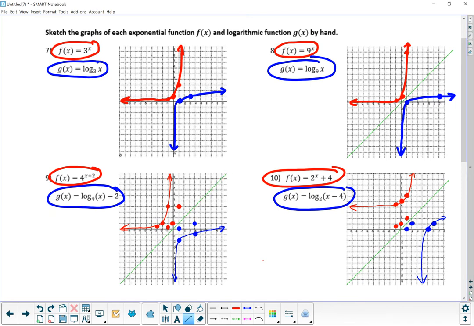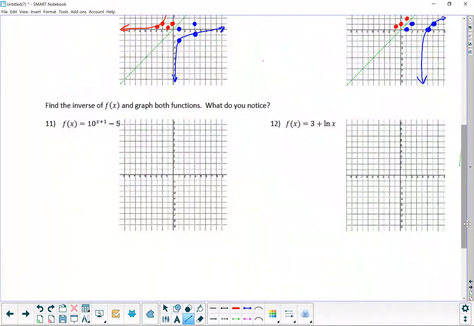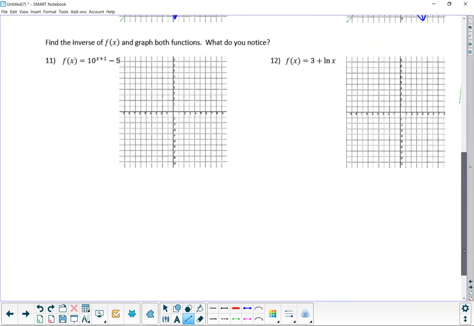a mirror image or a reflection right across this middle line of y equals x. Okay, so if I was to fold that along that middle diagonal green line, they would look exactly the same, or they would fall on top of each other. Okay, last two then.